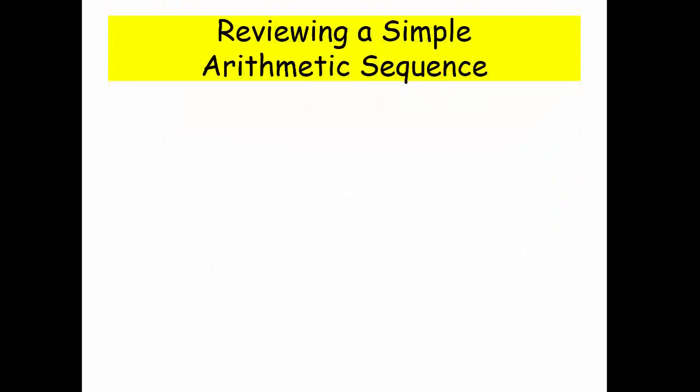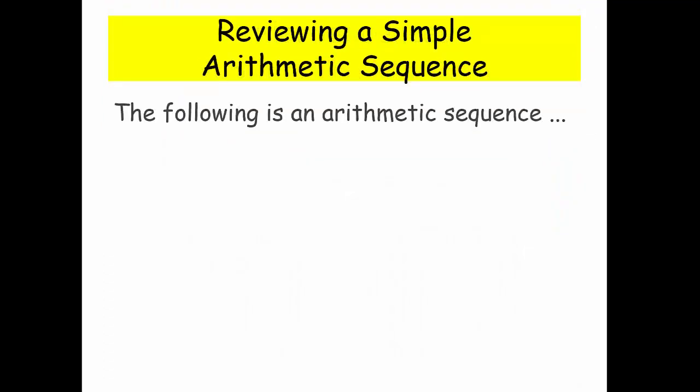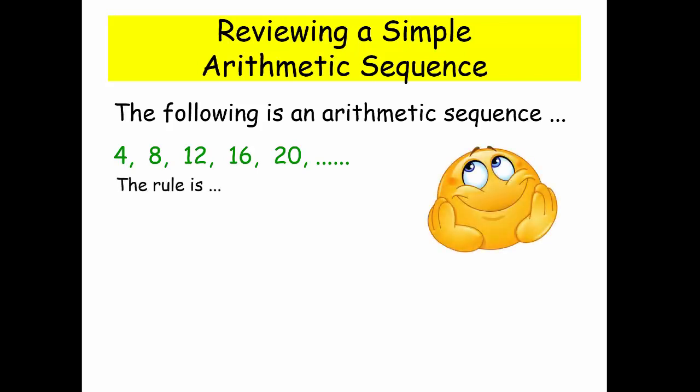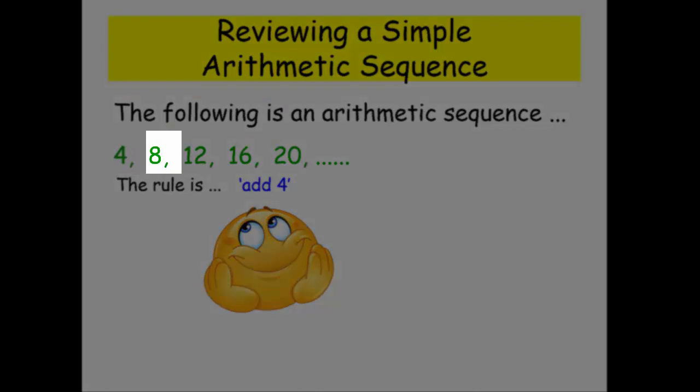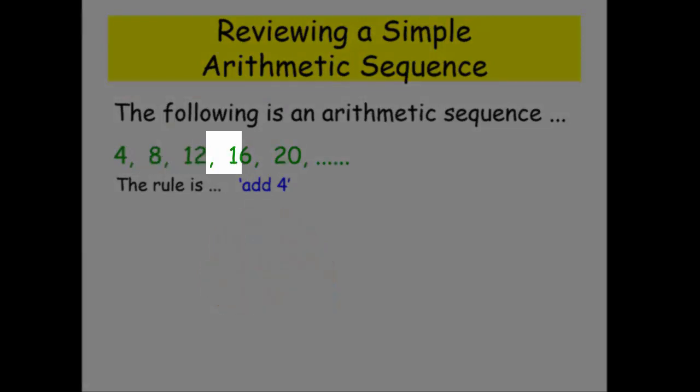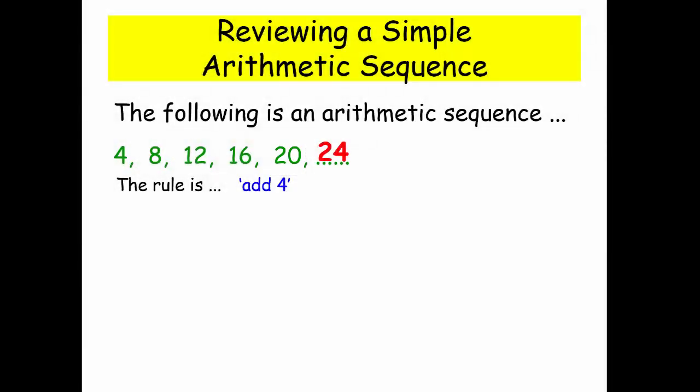We'll review a simple arithmetic sequence then. The following is an arithmetic sequence: 4, 8, 12, 16 and 20. So we should be able to predict the next number in this sequence if we know what the rule is for generating each number in the sequence. So the rule is what? Well, yes, we add 4. 4 goes to 8 by adding 4, 8 to 12 by adding 4, 12 to 16 by adding 4, and so on. So we should be able to predict the next number in the sequence is 20 plus 4, 24.